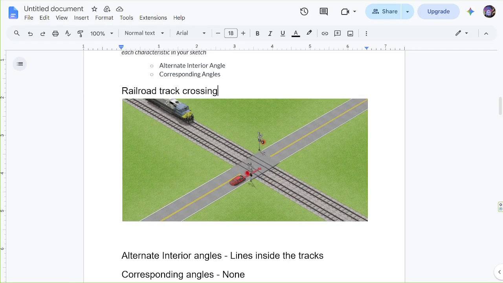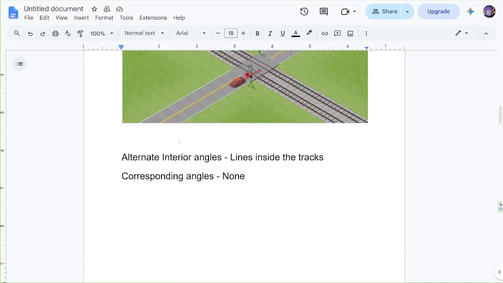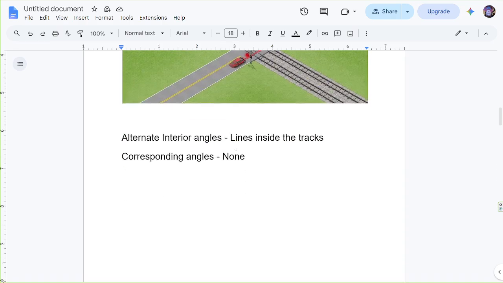This is technically not an actual image. It's clearly drawn out, but there's not many good pictures for some reason on the internet of railroad track crossings, which was a little surprising, but this was the best I could find.